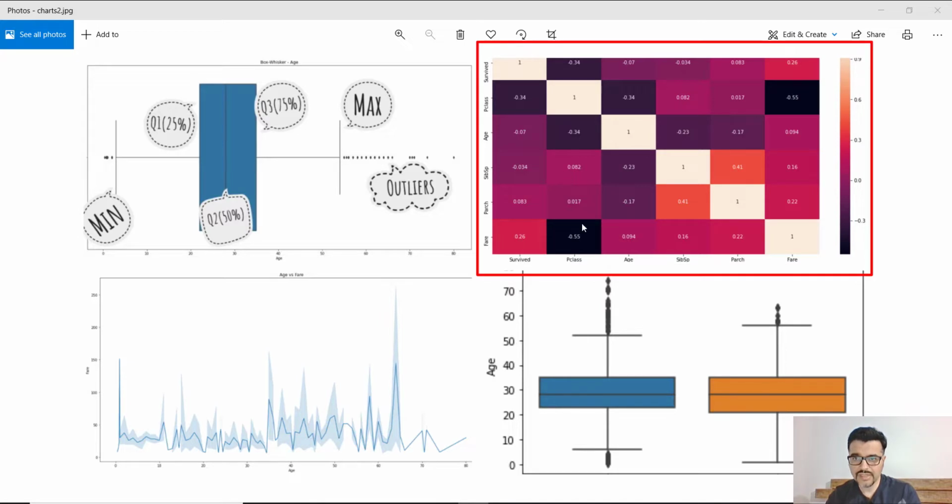And negative correlation indicates that those two variables are inversely related. If one goes up, then the other goes down. So 1 means that they are perfectly correlated, and 0 means that they are not related to each other. Here you can see that Pclass and Fare are negatively correlated, a high negative correlation of 55%, and SibSp and Parch are positively correlated by 41%.